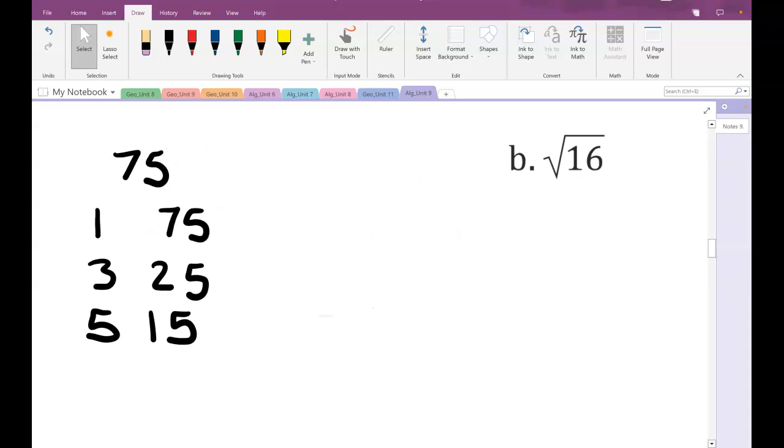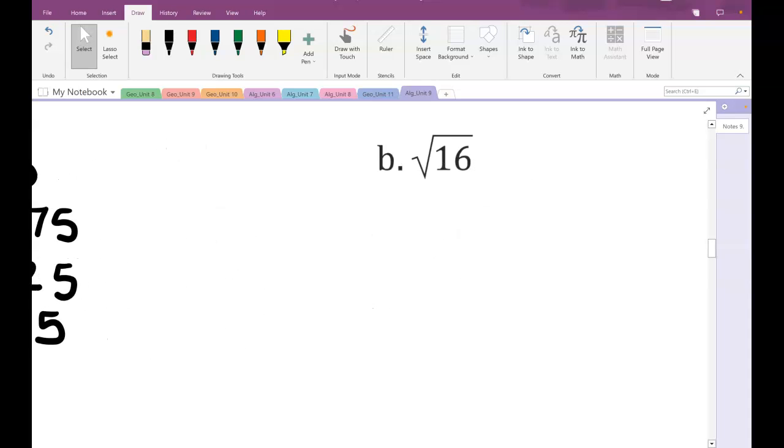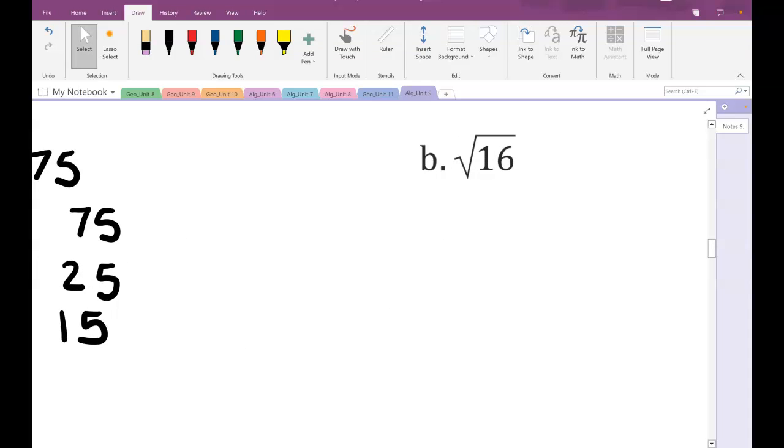Example B. First question you ask yourself, is 16 a perfect square? Yes, so we would take the square root of 16 to get that. It's 4 times 4. So we just say the square root of 16 is the number 4. Not the square root of 4, but the number 4.